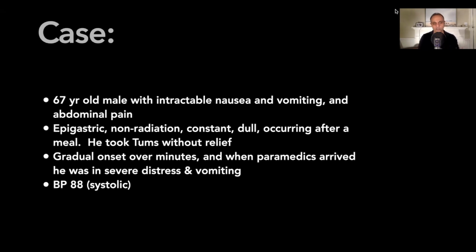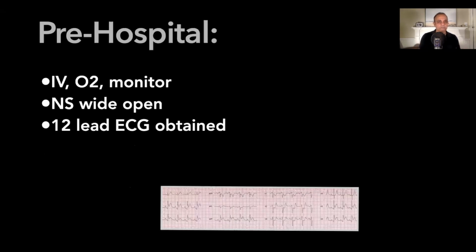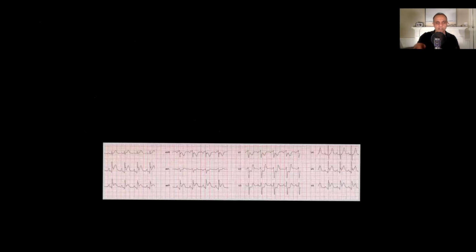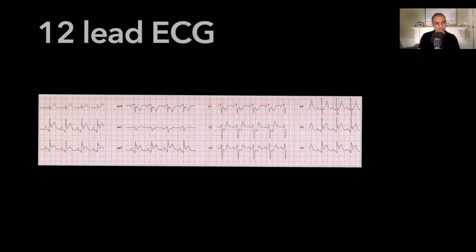Now, his first blood pressure was low. It was 88 systolic, and they initiated treatment immediately with IV, O2, monitor. Saline was running wide open, and they obtained this ECG. Now, go ahead, pause the slideshow here and see if you can tell what's going on in this ECG.